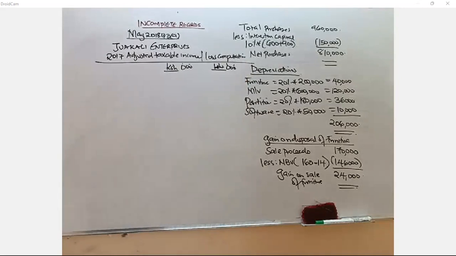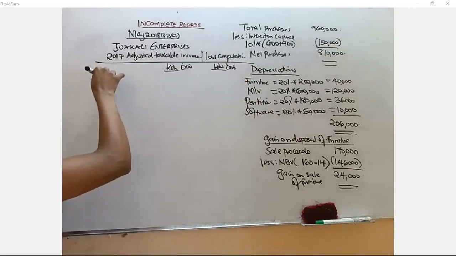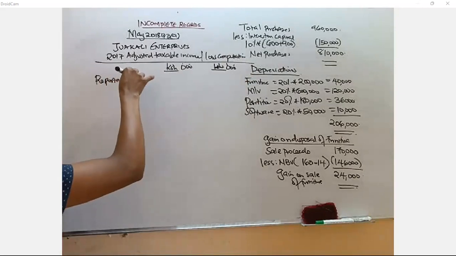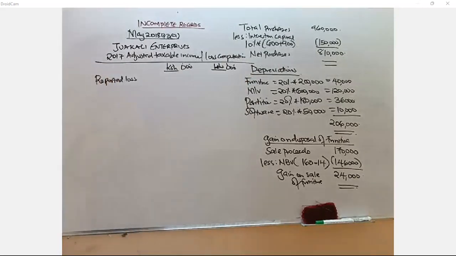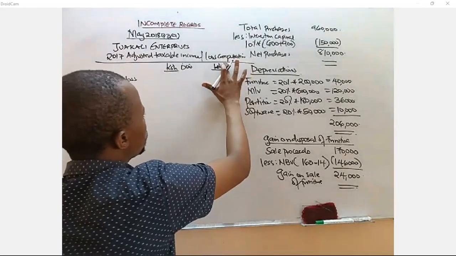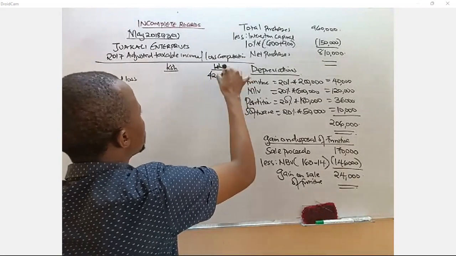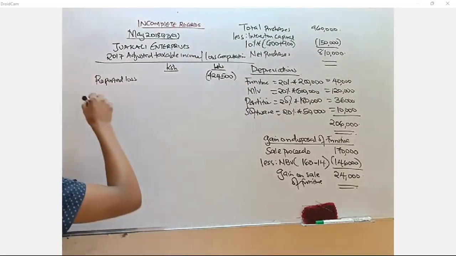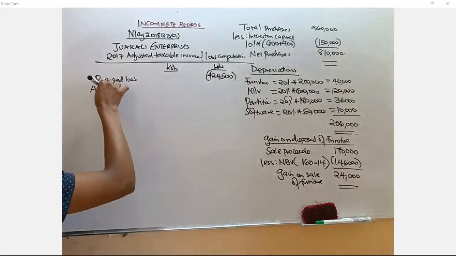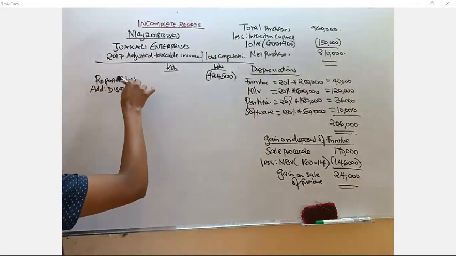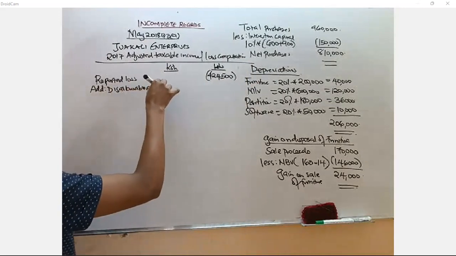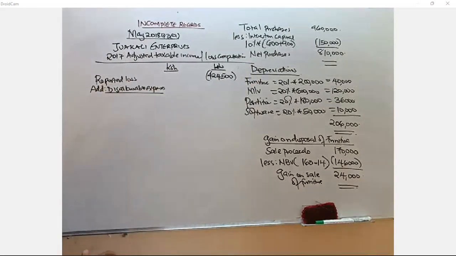Thousands of shillings. So in this case, they've said let's start with the reported loss. Reported losses, as per additional information number 4, we were given 424,500. I can just use the whole figures, no problem. So 424,500, that was our losses. Then I'm going to be adding disallowable expenses. The disallowable expenses, we just need to add them back.